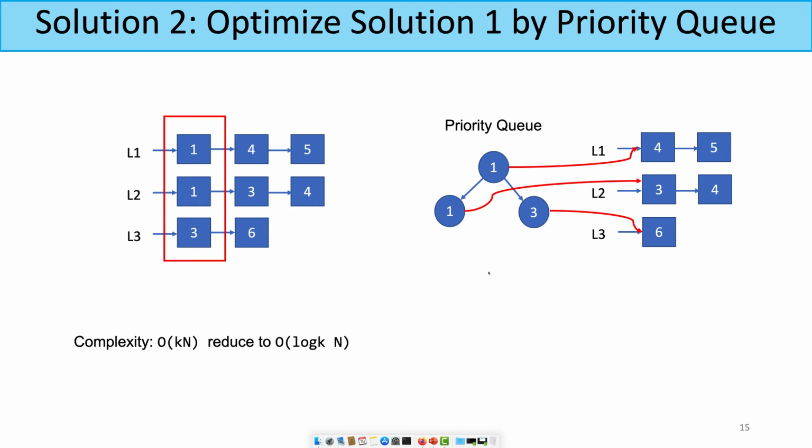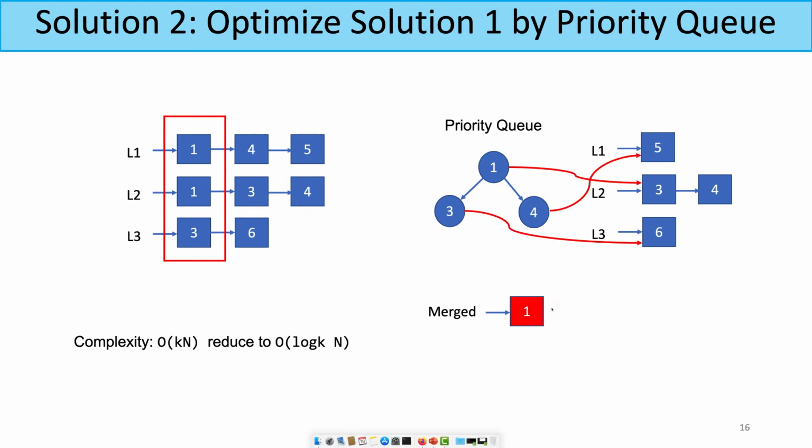For example, in this case, first we add the heads 1, 1, 3 to the priority queue. When we remove this head node 1, the next node 4 will be added to the priority queue. That will be this case. We removed 1 from the priority queue, and the next node of 1, 4, is added to the priority queue. Definitely this one was the original left node in the priority queue. Now it moved to the top and became the minimum. So we repeat this process until everything is added to the merged list.